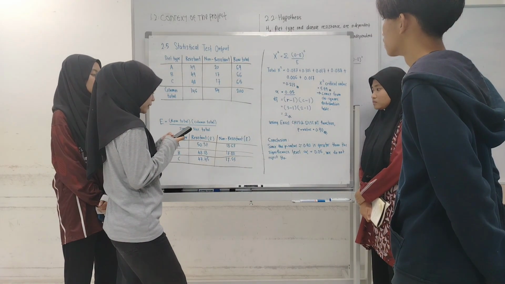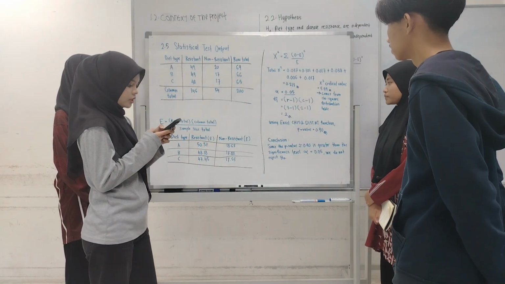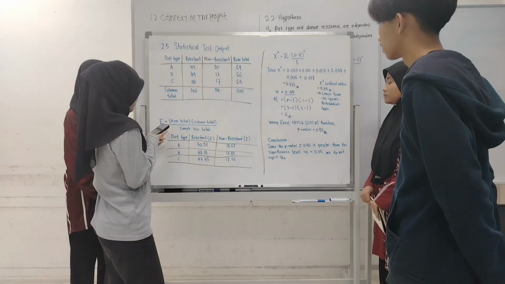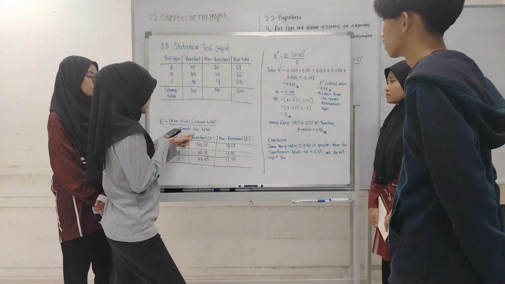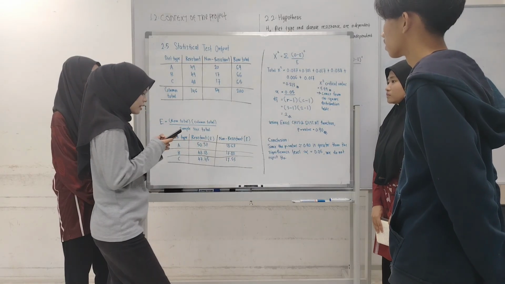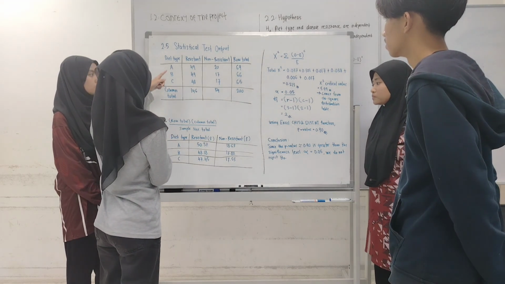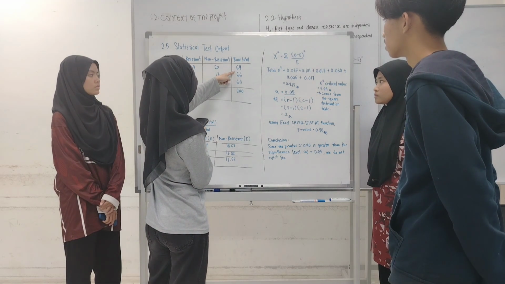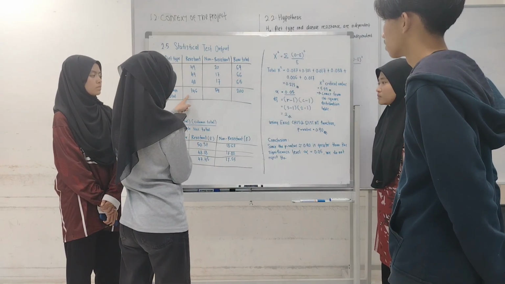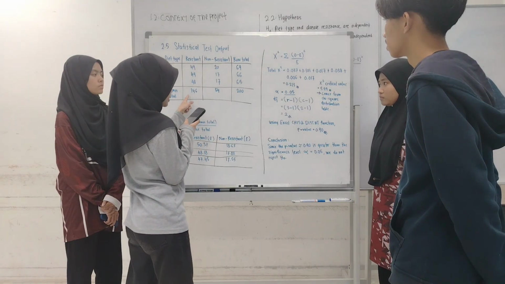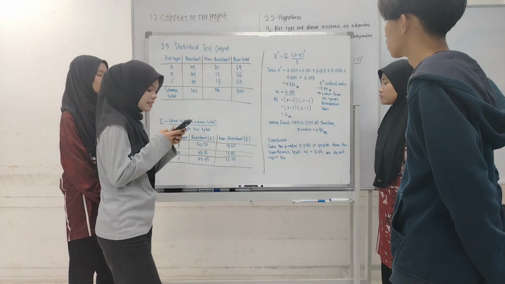Then we calculate the expected frequency using the test formula. To find the expected frequency, multiply the row total by the column total, then divide by the sample size total. For example, for diet A, resistant: 146 divided by 200. Then we will get this data.